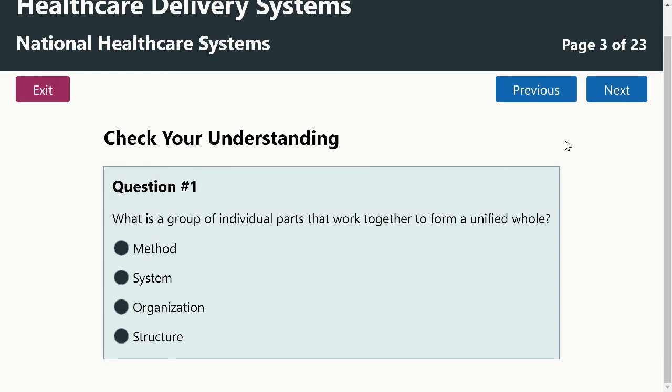Alright, what is a group of individual parts that work together to form a unified whole? The system.